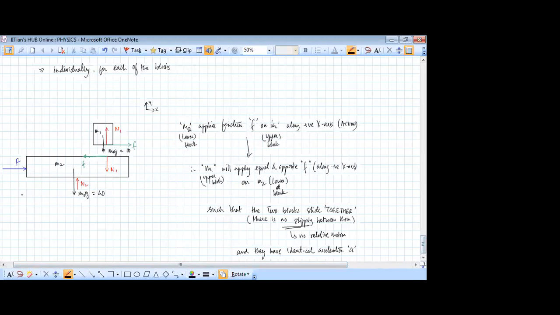forces are acting. So you can see on the lower block there is now a total of 5 forces acting. 3 vertical forces, weight, 2 normal reactions, and 2 horizontal forces. Capital F, the external force you are applying, and friction that the upper block is applying on the lower block. And similarly on the upper smaller block now, there are 3 forces acting, 2 vertical forces, normal reaction and weight, but also 1 horizontal force of friction.